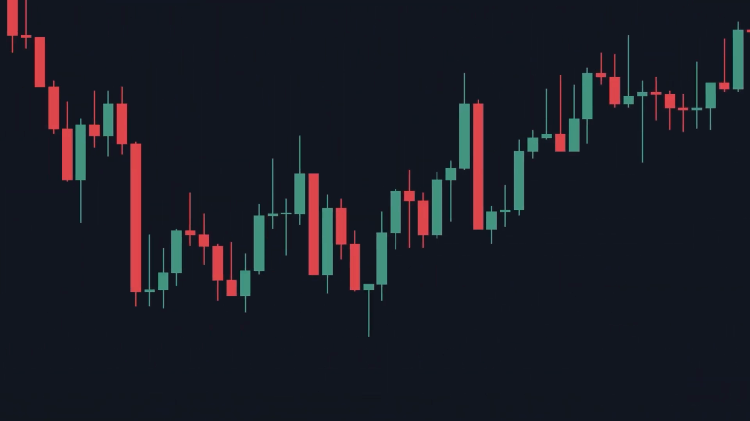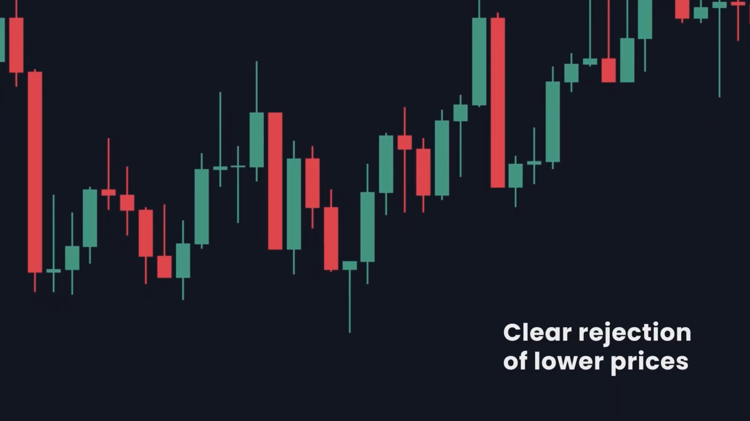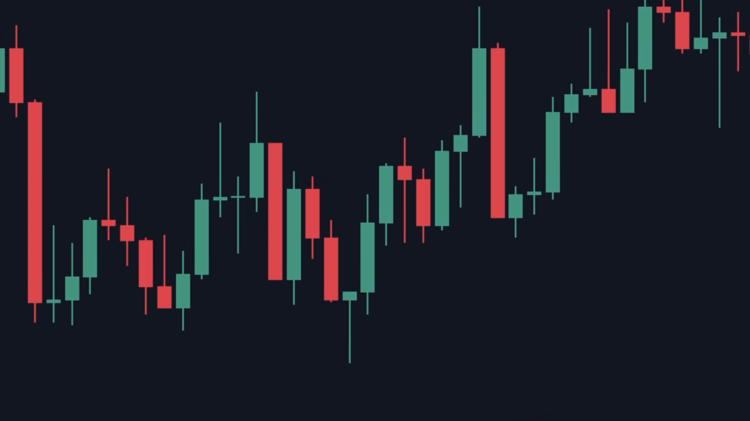For the hammer to be reliable, it should ideally have little to no upper wick, as this shows clear rejection of lower prices with no significant upward pushback. If we return to the charts, we notice a hammer forming after a sequence of red candles, its long lower wick prominently visible.